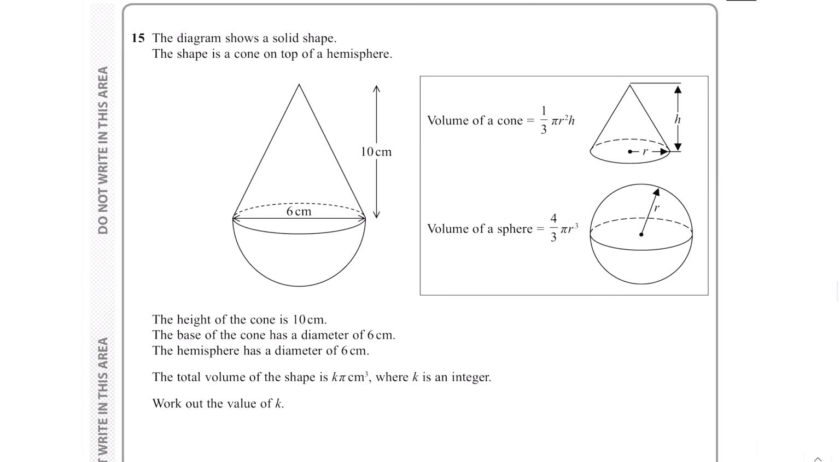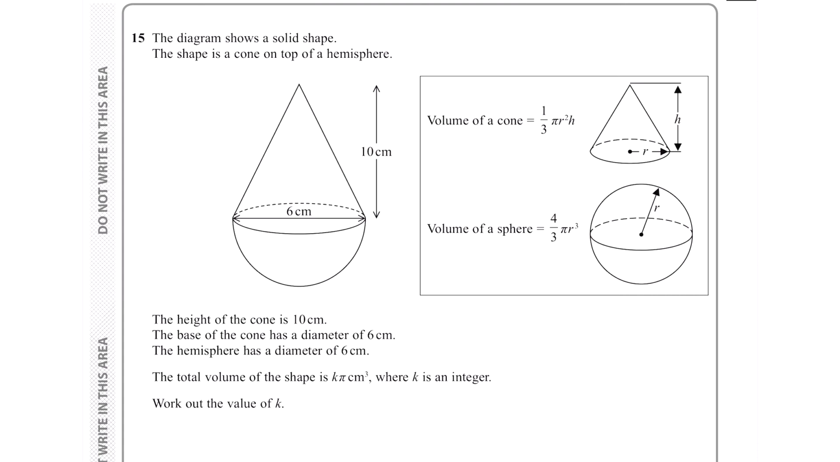15. The diagram shows a solid shape. The shape is a cone on top of a hemisphere. The height of the cone is 10 centimeters. The base of the cone is 6 centimeters. The hemisphere has a diameter of 6 centimeters. The total volume of the shape is k pi centimeters cubed, where k is an integer. Work out the value of k.